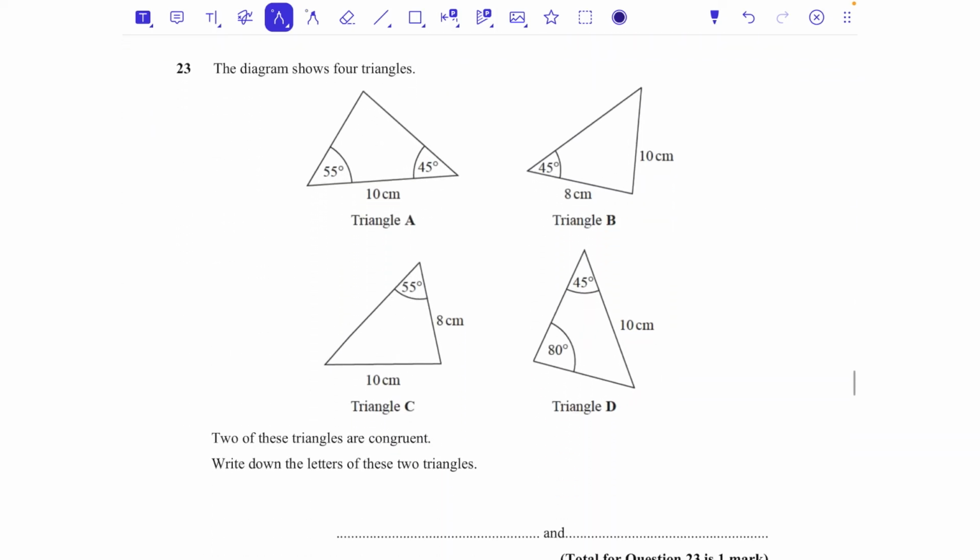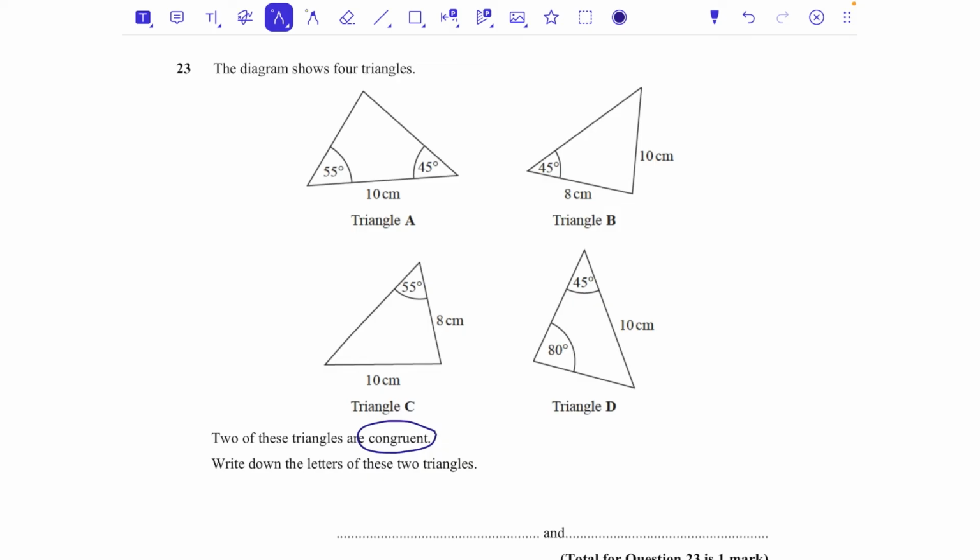Question number 23. The diagram shows 4 triangles. 2 of these triangles are congruent. Now, congruent means the exact same shape and size. It might be rotated, reflected, but ultimately if you cut them both out, they would fit exactly on top of each other. So 2 of the triangles are congruent. Which 2? Which 2 of these triangles are exactly the same?